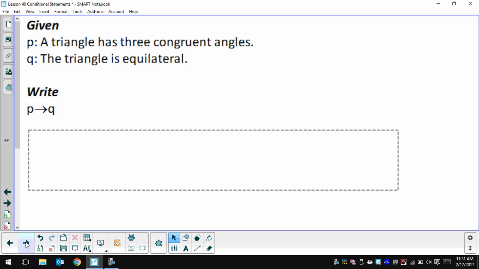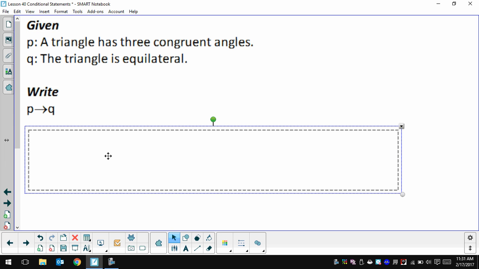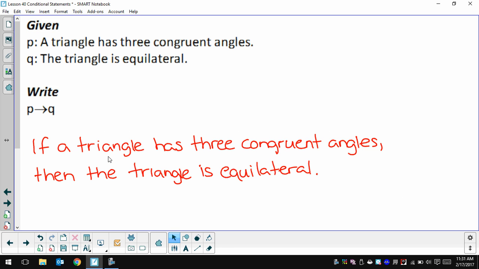So go ahead and pause and give this one a shot. So you should end up with if a triangle has three congruent angles, then the triangle is equilateral.